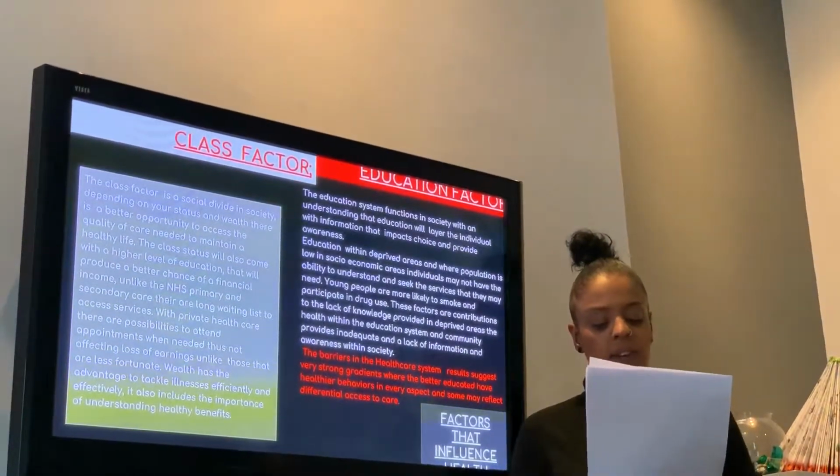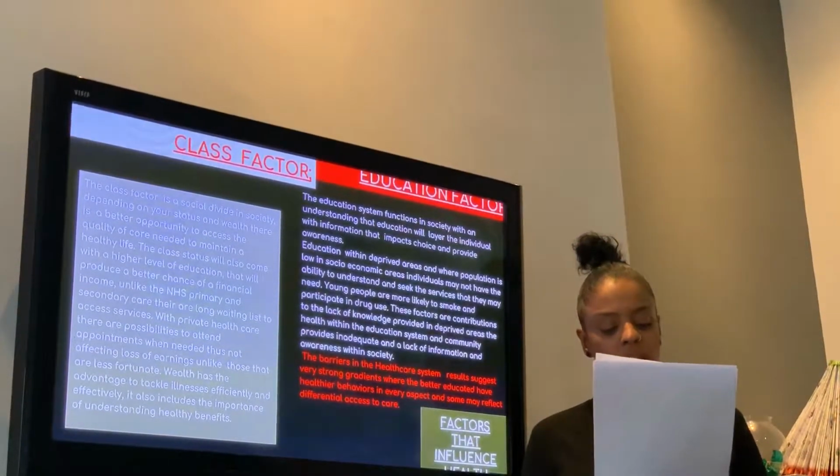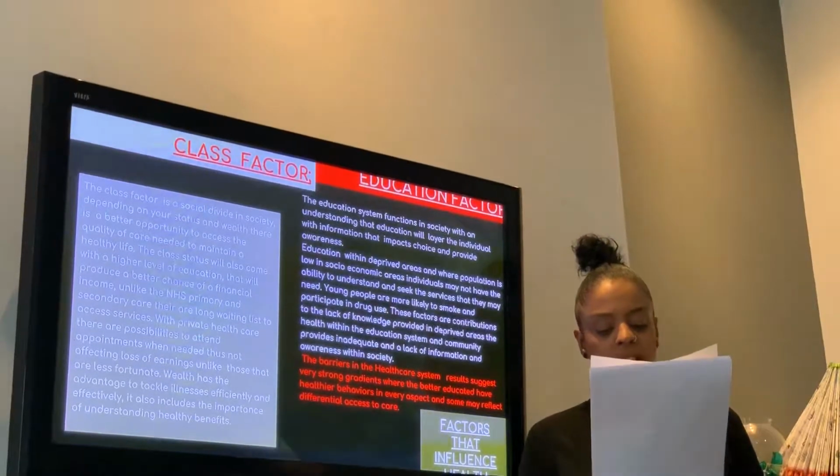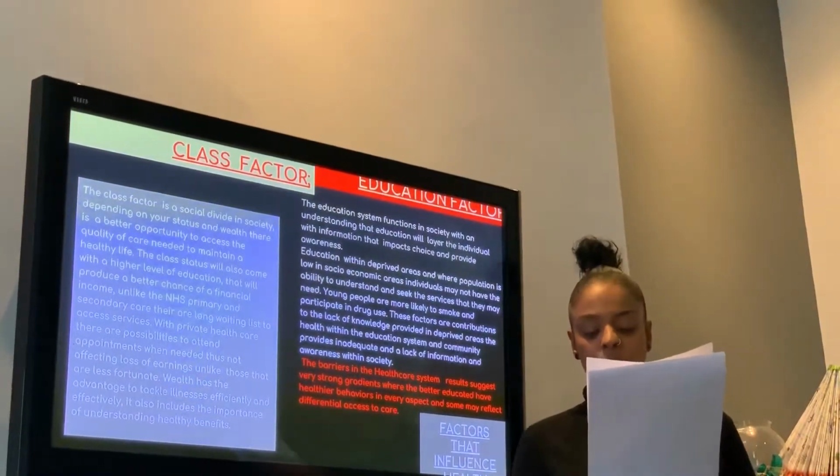The barriers in the healthcare system results suggest very strong gradients where the better educated have healthier behaviours in every aspect, and some may reflect differential access to care.